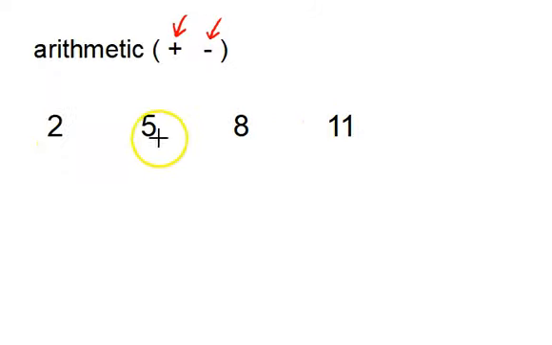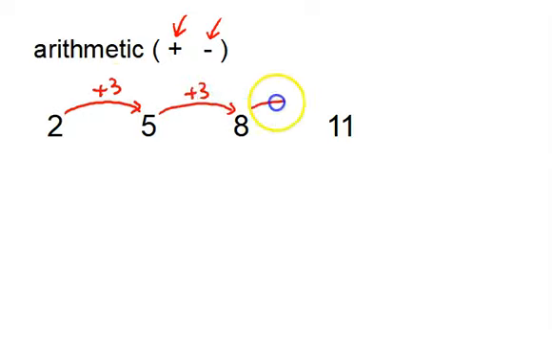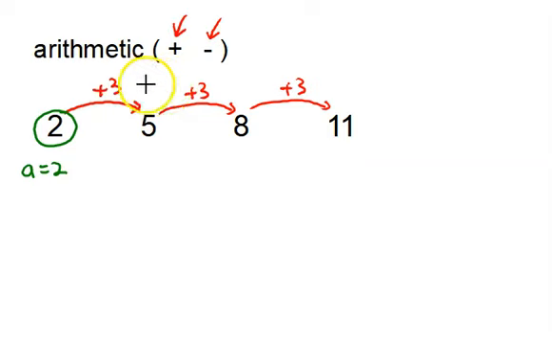Now we have 2, 5, 8 and 11. So here we will have an increment of plus 3. Every number here will be plus 3. And if you notice, this is the first number, so this is the A. A is 2. And this increment here, we are going to place it as a D.